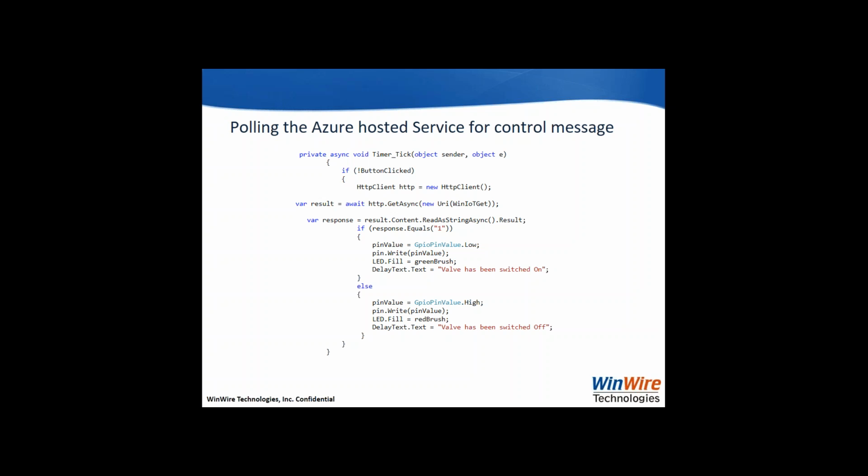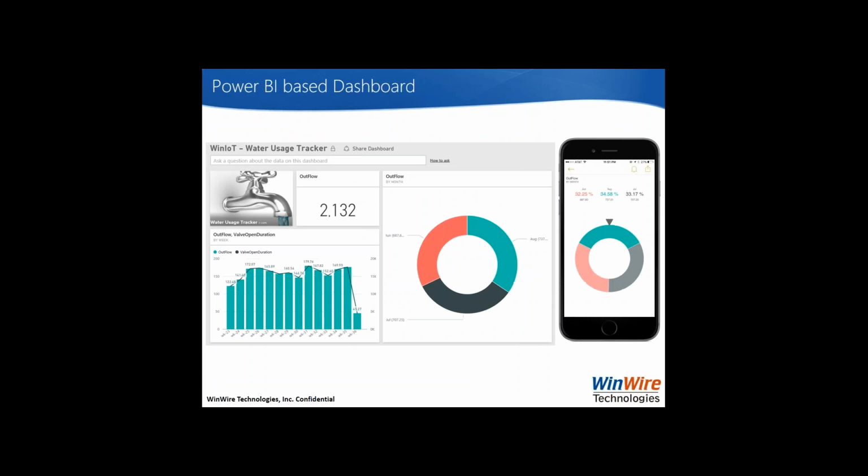So here we create a HTTP client and we do a get on a web service. So that gives me a response. If the response is 1 means, okay, I have to turn it on. Otherwise, I have to turn it off. So here we are saying if the response equal to 1, then we are again doing the same thing that we did in the previous code. So we are setting the pin value to low, which is we are setting the voltage on, and then we are displaying some text on the UI saying valve has been switched on or off. So that is how we do get the messages from the cloud.